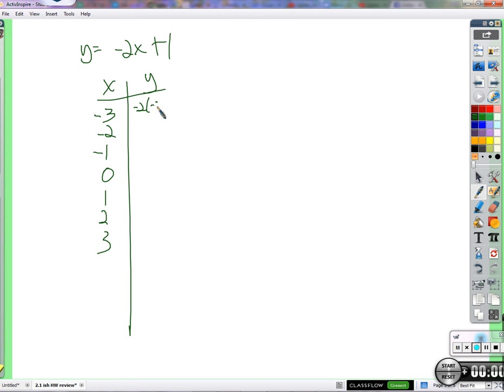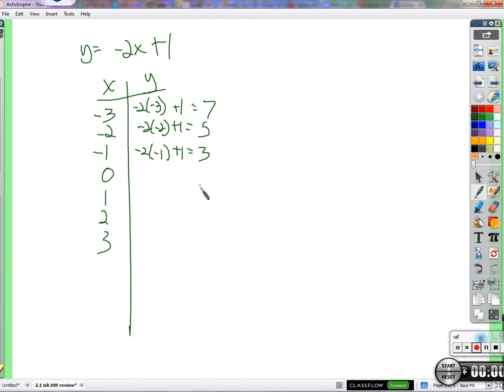Negative 2 times negative 3 plus 1, 6 plus 1, 7. Negative 2 times negative 2 plus 1 is 4, plus 1 is 5. Negative 2 times negative 1 is 2, plus 1 is 3. I forgot, negative times negative is positive.